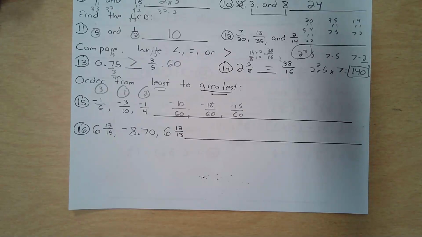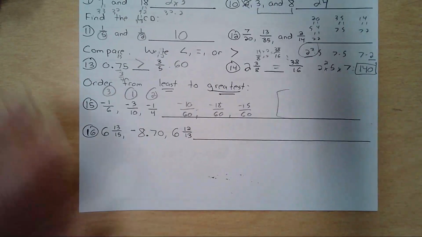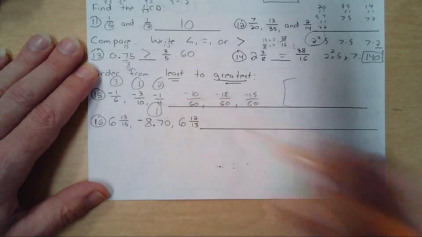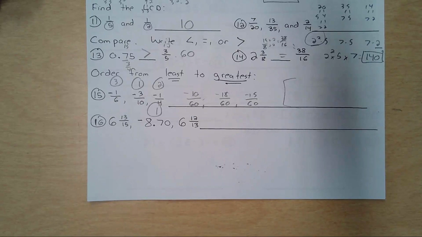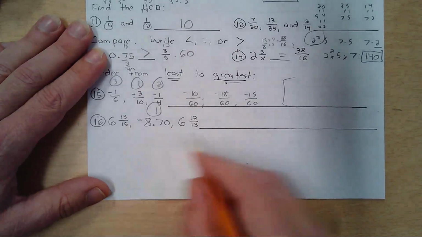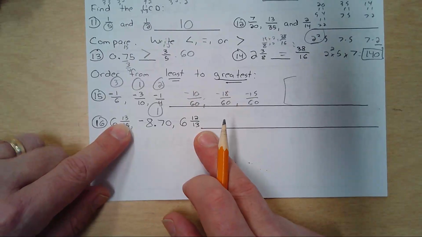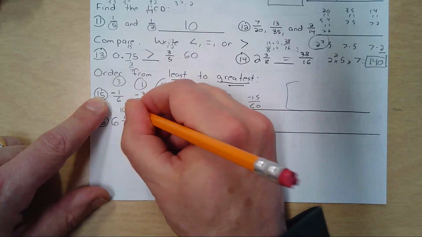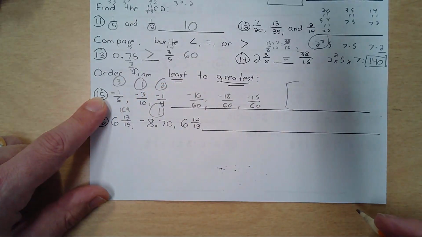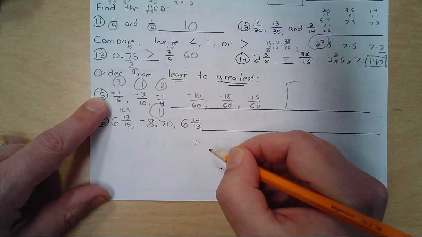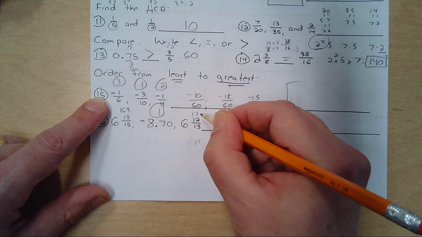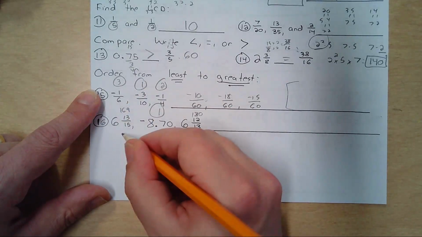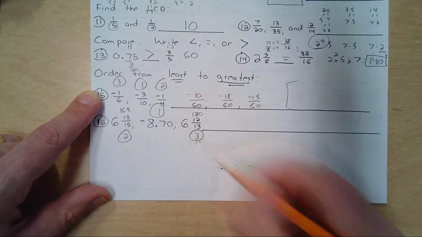Rewrite them if you wish over here, whatever. This one here, which one's the smallest? Well, that's pretty easy. That one. So now it's really just between these two. I'd probably just use cross products. This is 169, 13 squared, 150. This is 180, I believe. So that would be 2, and that would be 3.